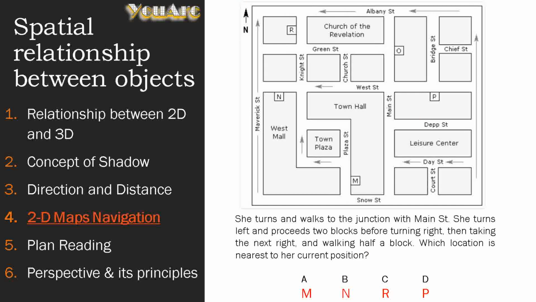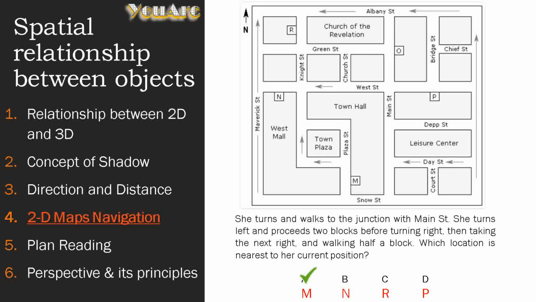The same officer in that street is walking to the junction with the main street. She turns left and proceeds 2 blocks before turning right, and then taking the next right and walking half a block. What's her nearest location? The answer is, let's find how it is.